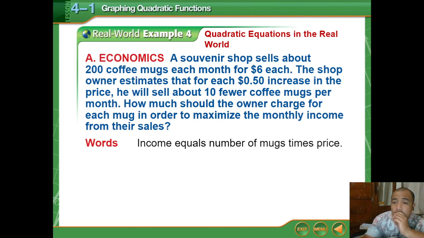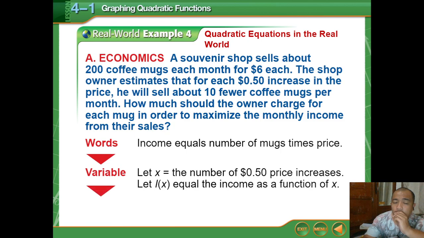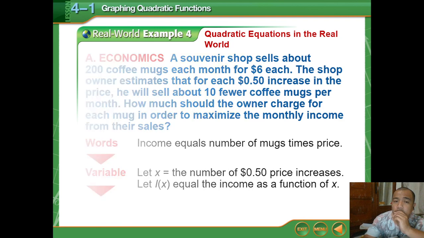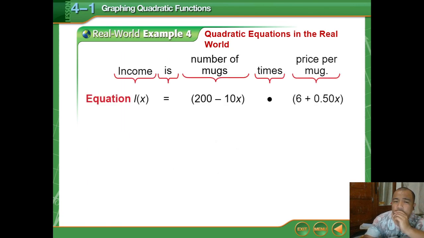So income equals number of mugs times price. It's the formula for income. Let x be the number of $0.50 price increases, and let L of x equal the income as a function of x. So we have here our equation. L of x equals 200 minus 10x times 6 plus 0.50x. So income is the number of mugs times price per mug. Income is actually our L of x, the function. The number of mugs is 200 minus 10x, and the price per mug is 6 plus 0.50x.